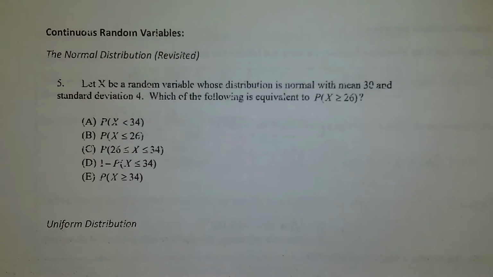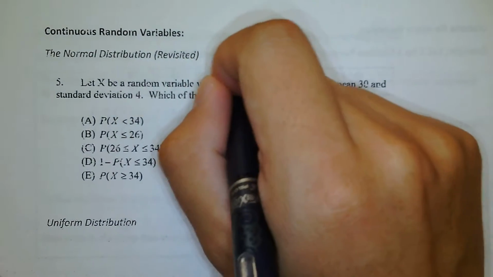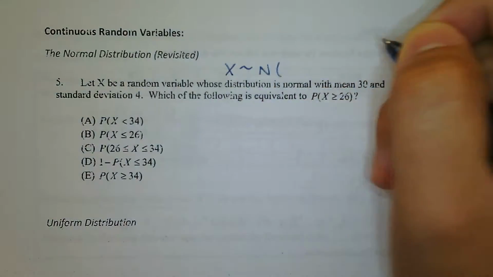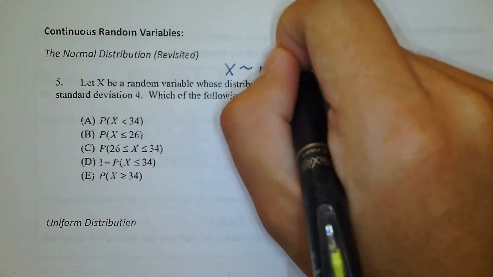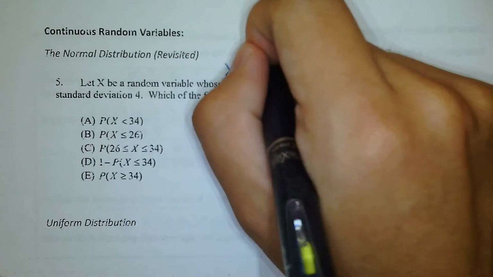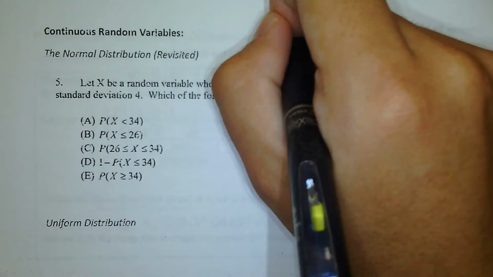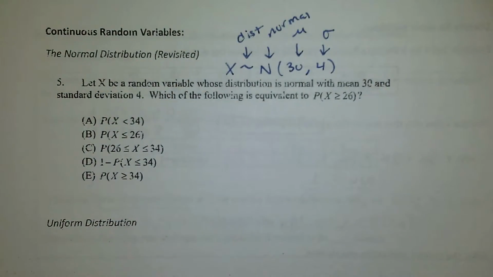So suppose that x is a random variable whose distribution is normal with mean 30 and standard deviation of 4. So our first P here is parameters. X is distributed normally with mu 30 and sigma 4. As a reminder, this is our mu, this is our sigma, this means normal, and this means distributed. Okay, so that's our parameters.